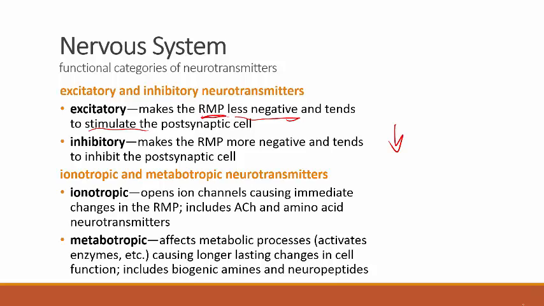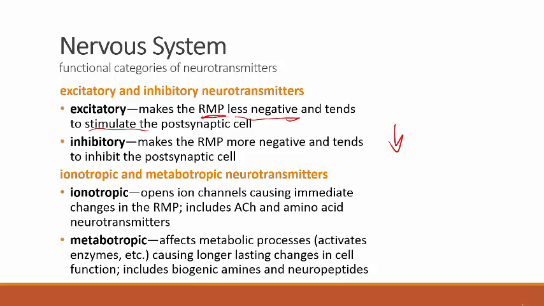There are those that have ionotropic and metabotropic effects as well. Ionotropic neurotransmitters open ion channels, and this causes immediate changes in the resting membrane potential as we see ions moving from one side of the neuron membrane to the other.